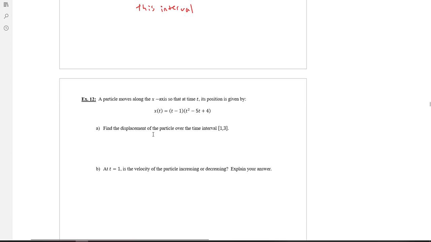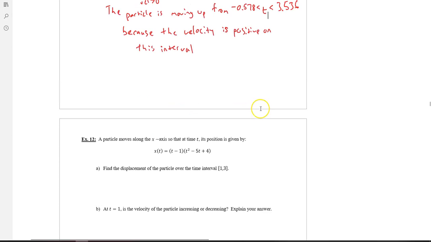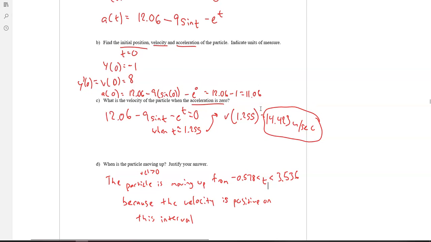Yep, Charlie. Yep. Yeah, it should be units per second. Not units per second squared, just units per second, because it's a velocity.